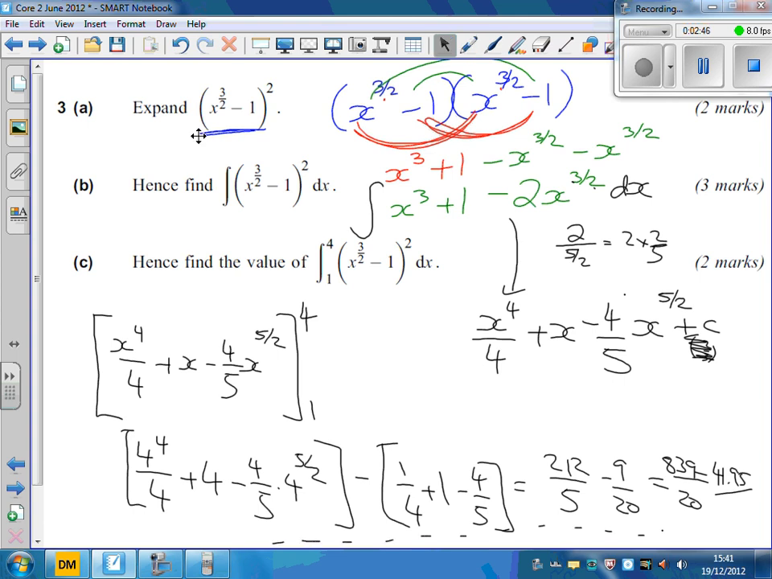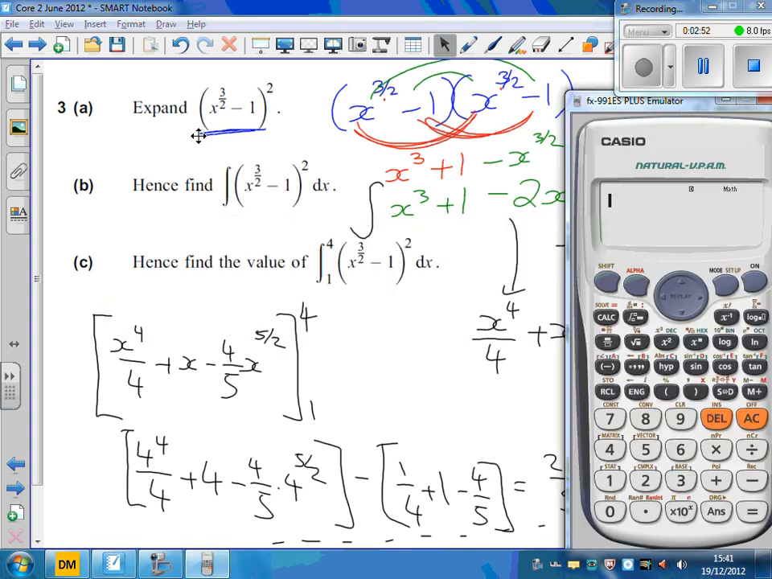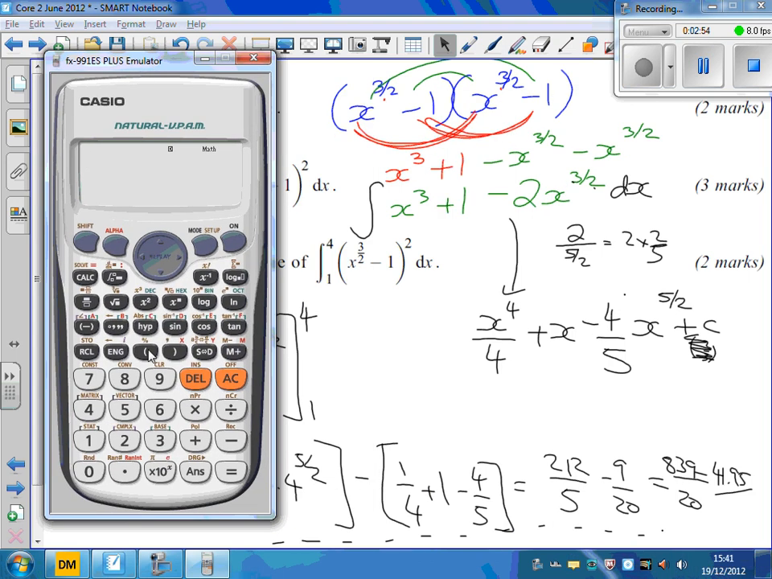We can do this just tapping into our calculators. And of course you can check it. I've got my calculator in the background here. Why not? Should we just check it? We can put it all into our integral button here. Here's our integral. X to the power, alpha x to the power of, I'm going to write 1.5 to save myself some time. 1.5, take away 1, close brackets, squared.